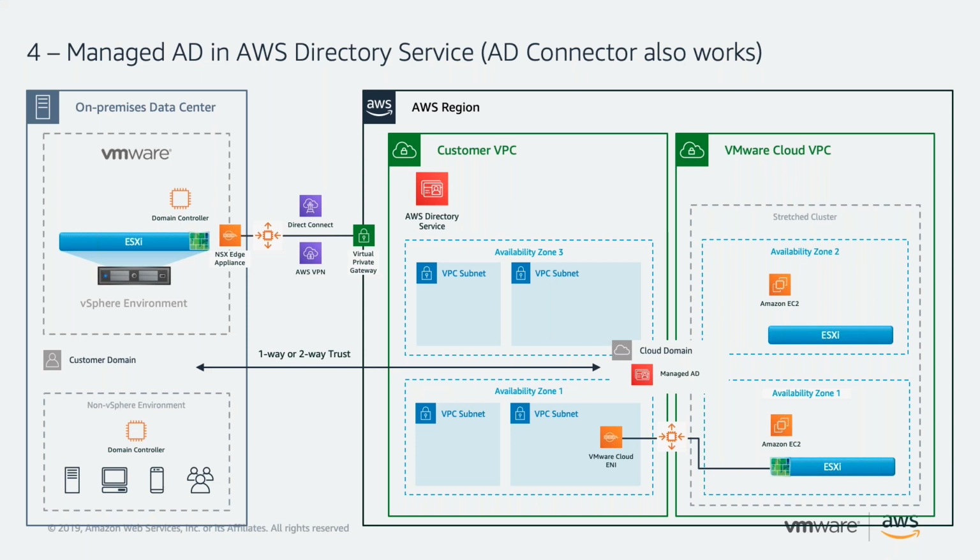We could also use another AWS service here called AD Connector. There are some customers that don't want to extend or have to worry about setting up trust. So we also have AD Connector as an option here as well to get that hybrid integration with our on-premise Active Directory.